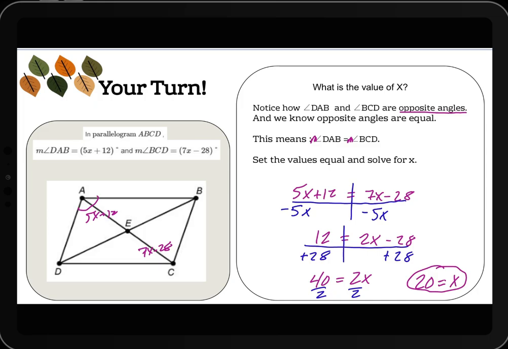And if you had to verify that, you get 112 in this case for both angle values, so that's why it works the way that it does. And that's going to be it as far as that particular example is concerned. So that's kind of showing you opposite angles are congruent within parallelograms versus same side interior angles, right? See, these are just opposite angles in a parallelogram.